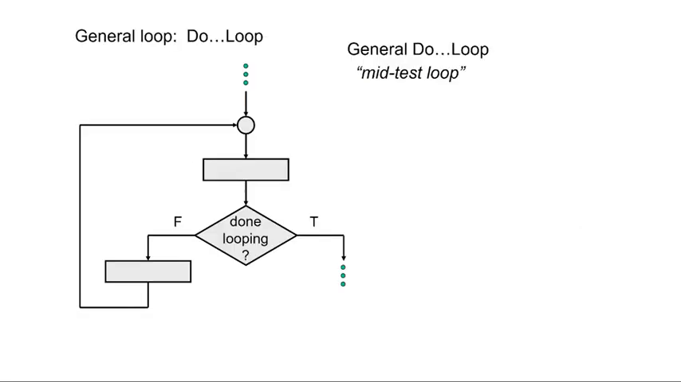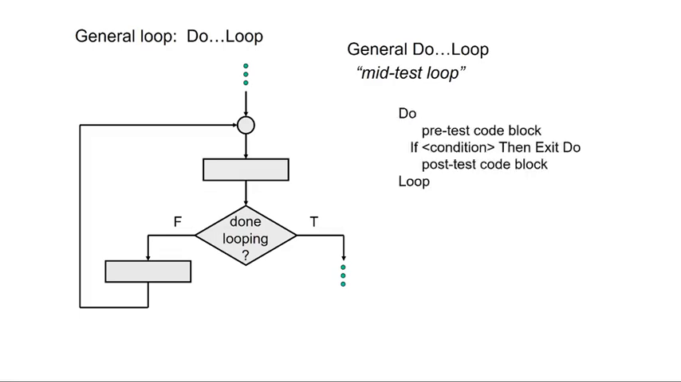The most basic do loop in VBA is known as the general do loop. This is also known as a mid-test loop because the test is performed in the middle of the loop. You have some pre-test code and some post-test code, but in between the pre-test code and the post-test code, you have a condition. If that condition is true, then you exit the do loop. If that condition is false, you just keep going.